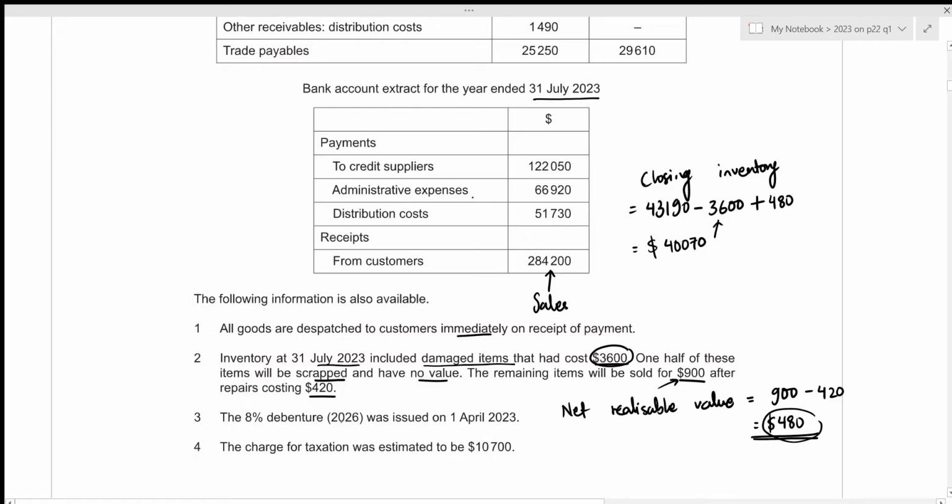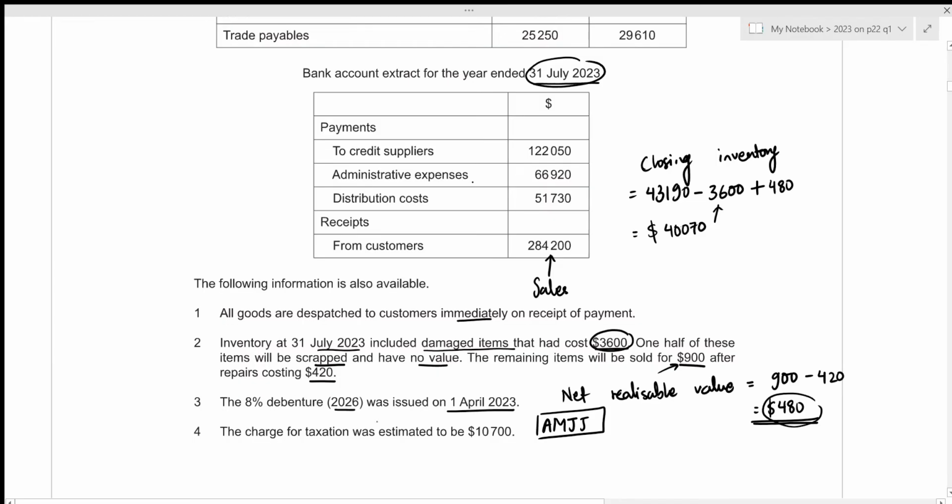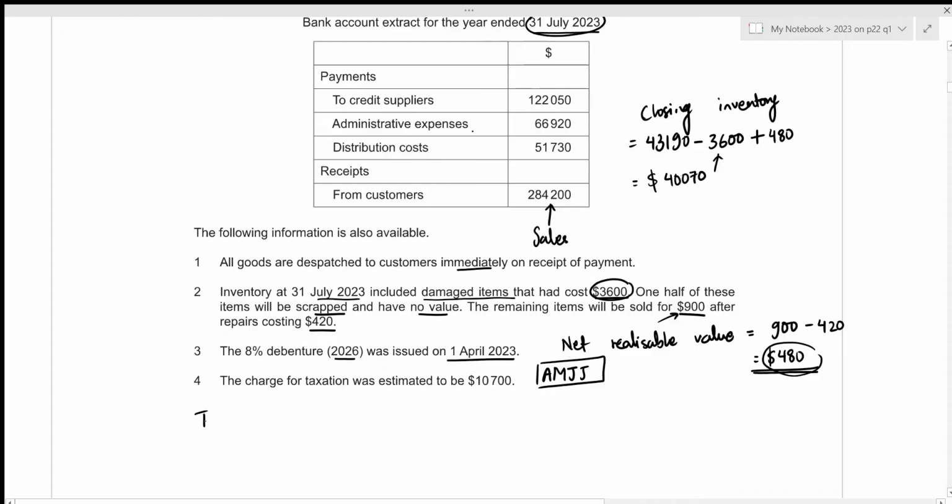Now, the 8% debenture, which is to be repaid in the year 2026, was issued on 1st April 2023. Remember, our closing date is 31st July 2023. So let's calculate the number of months that we utilize this debenture for. We're starting in April, May, June, July. So that gives us 4 months, which means that the interest on this debenture will also only have to be paid for those 4 months. Let's figure out the interest on debentures.